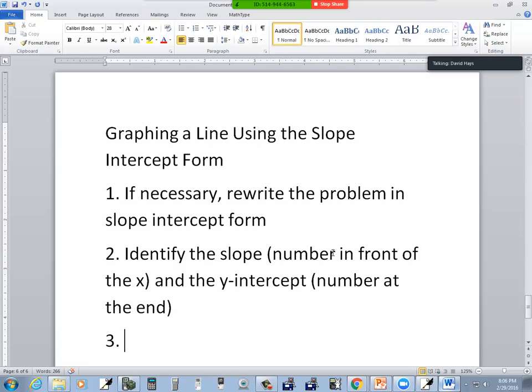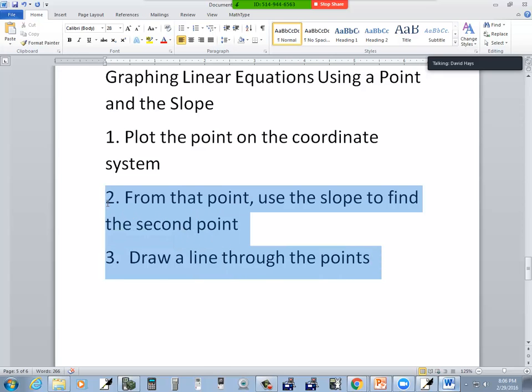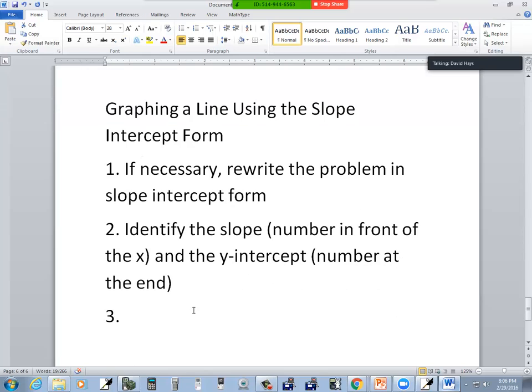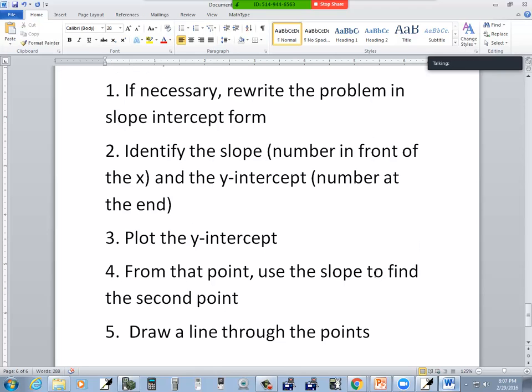Now, once we get down here, then we're going to find that these instructions here are the same. So we're going to plot the y-intercept on the coordinate system. I'm going to copy this. So on step 3, plot the y-intercept. And then, step 4, from that point, use the slope to find the second point. And then in step 5, you draw a line through the points. And again, I'll save this just like before, and make sure you get a copy of this.